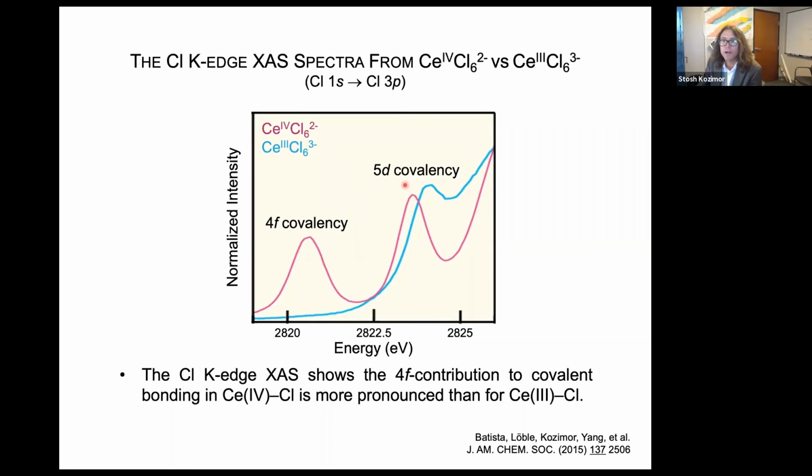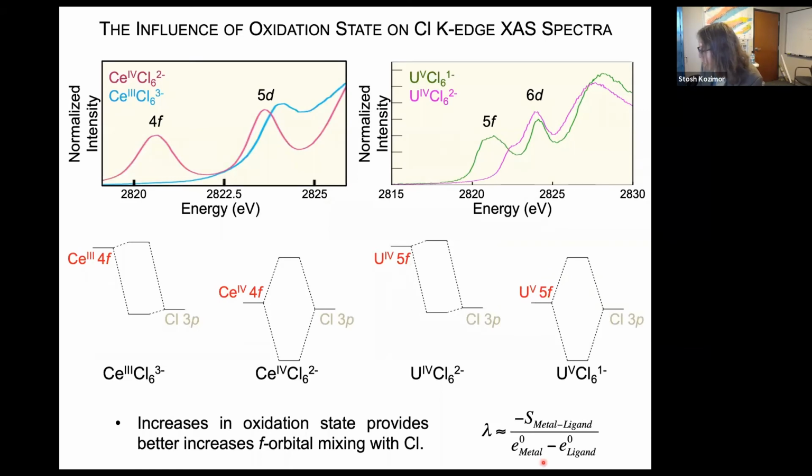I'll explain what I think is happening with those two examples, the uranium example and the cerium example. I think it's all related to this energy degeneracy-driven covalency concept. For cerium 3, you have the 4F orbitals. They're high in energy. They're core-like. There's energy mismatch with the chlorine valence orbitals. When you go cerium 3+ to cerium 4+, you drop the energy of these 4F orbitals, and now you have energy matching, and you get this swamping 4F peak. When you go cerium 4 to uranium 4, 4F to 5F, that pushes them back up.